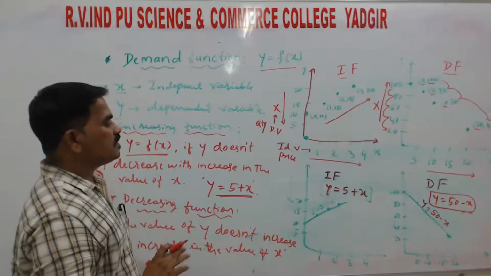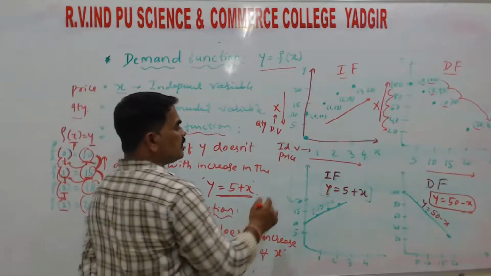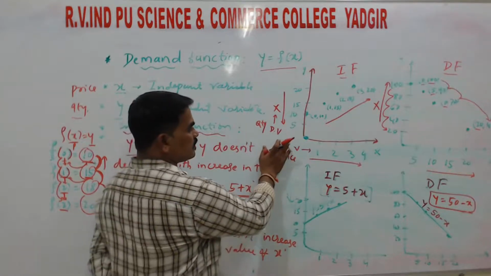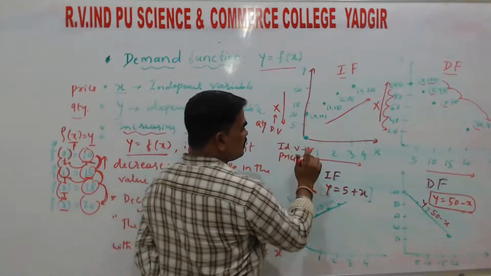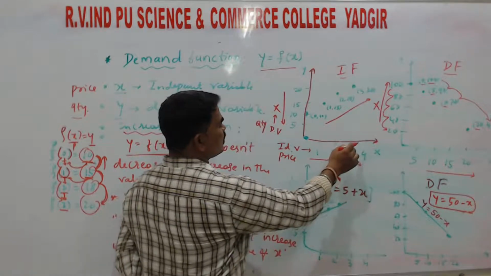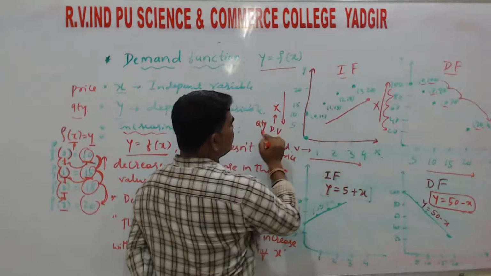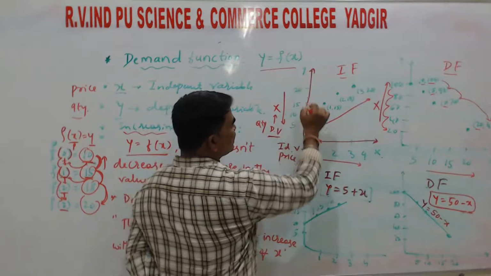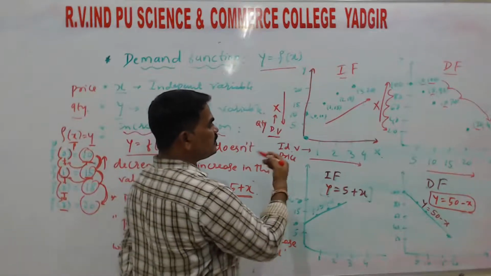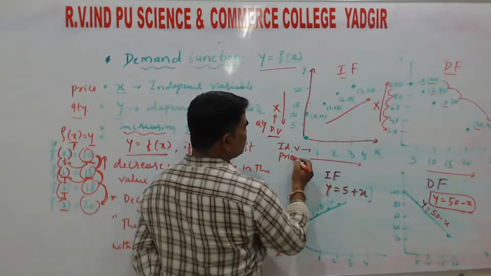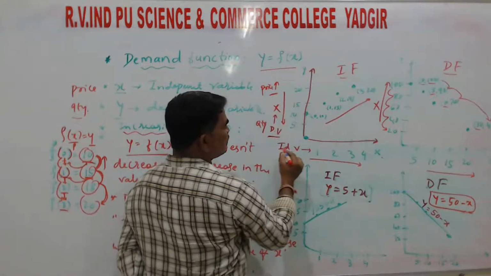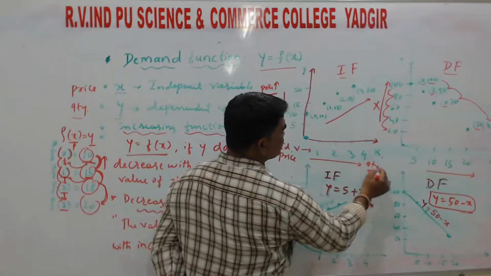But in economics, this is the opposite case. Understand it carefully. In general, we will take the independent variable price on the x-axis, the horizontal axis, and the dependent variable quantity on the y-axis. But in economics, this is the opposite way. The price values we will take on the y-axis, and the quantity comes on the x-axis.